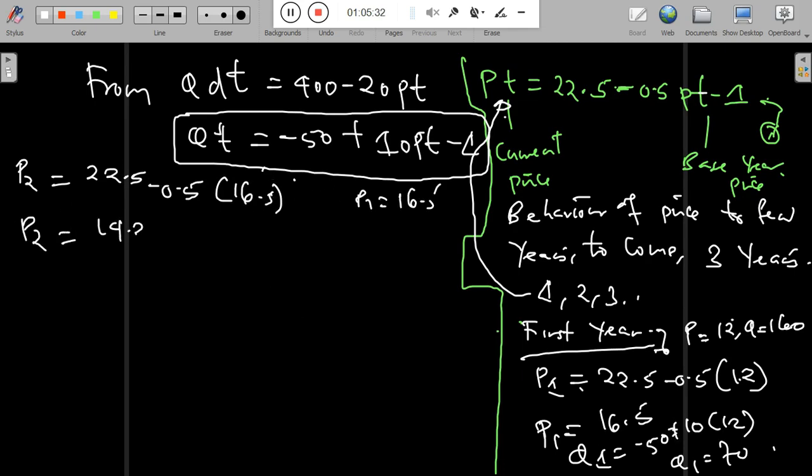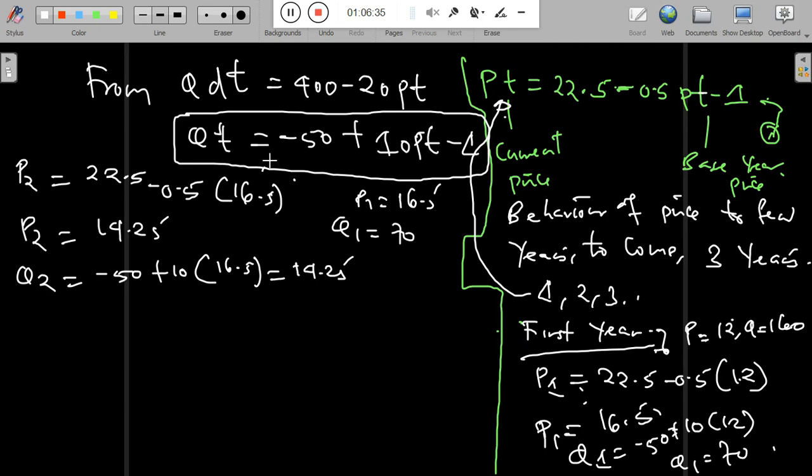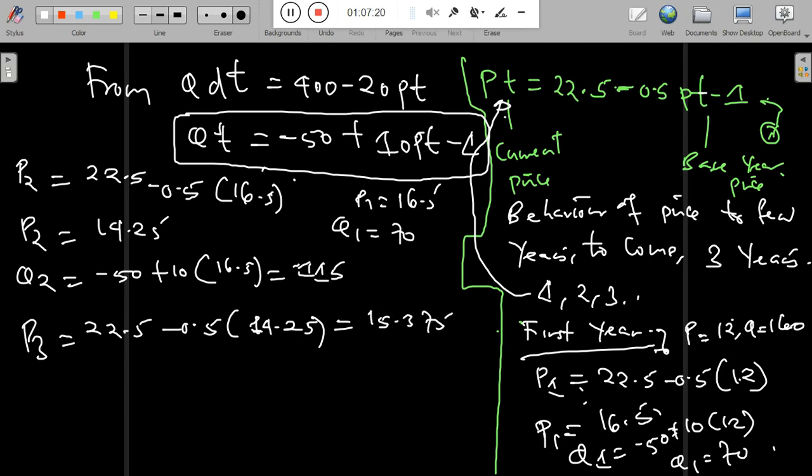Now we need to find the second year among those 3 years, which we have termed the few years to come. So we take 22.5 minus 0.5. Since we are finding the second year, the base year price will be the first year price that we have already solved, that is 16.5. We plug in over there and we obtain P2, the price for the second year, which is 14.25. For the output level, we plug P2, that is 14.25, into the quantity supply equation, that is negative 50 plus 10 Pt minus 1.